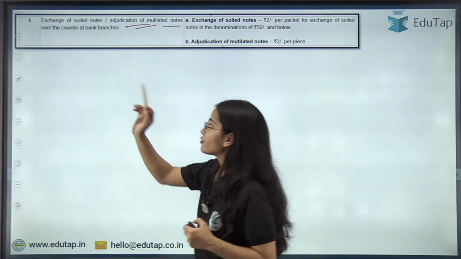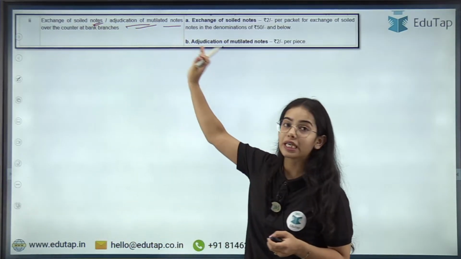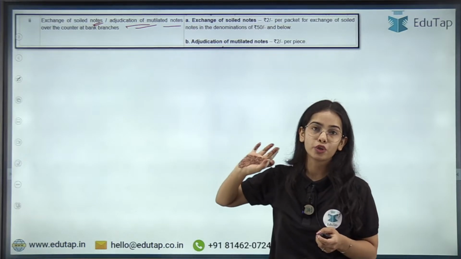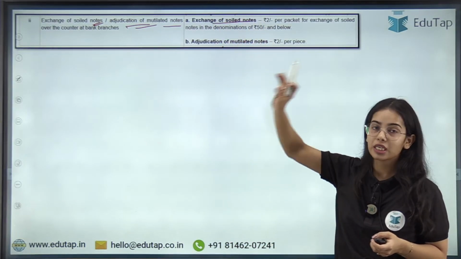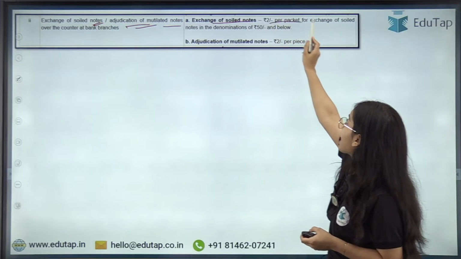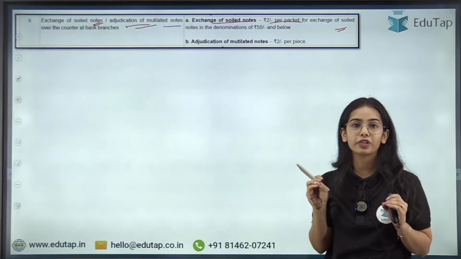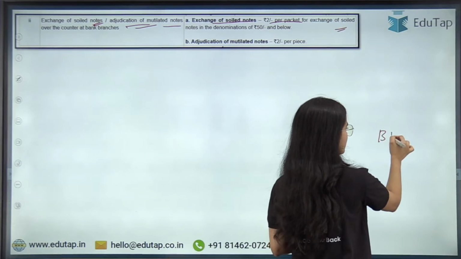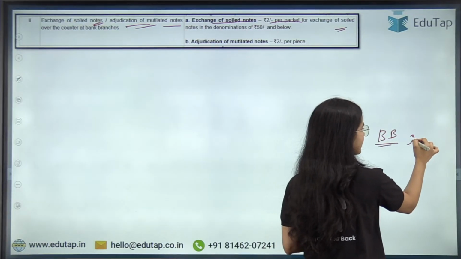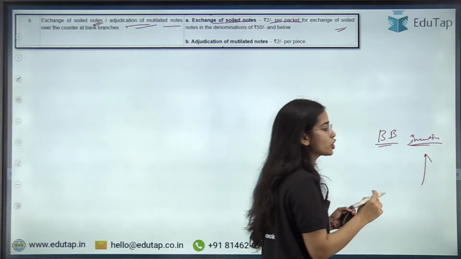So in this case, if there is exchange of soiled notes, or adjudication of mutilated notes, in the case of exchange of soiled notes, the incentive is ₹2 per packet for exchange of soiled notes in the denomination of ₹50 and below. So basically the bank branches will get the incentive to collect the soiled notes.